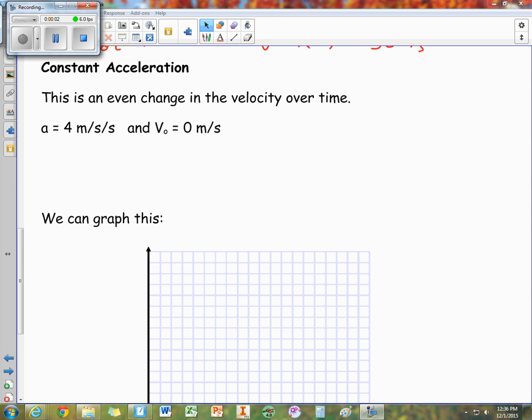Okay, this is video 2 for the kinematics unit. In this video, we're going to start by talking about constant acceleration. Acceleration is defined as a change in velocity over time.